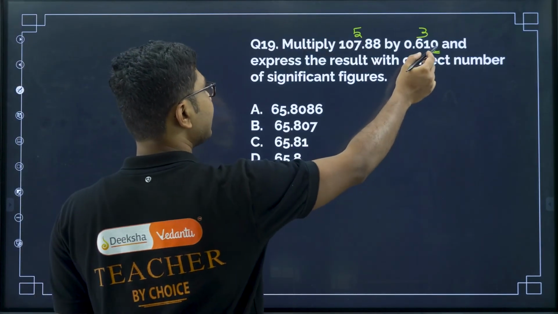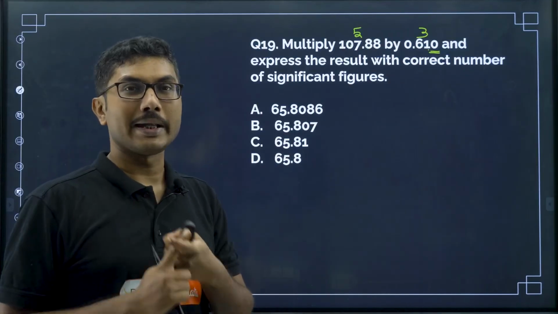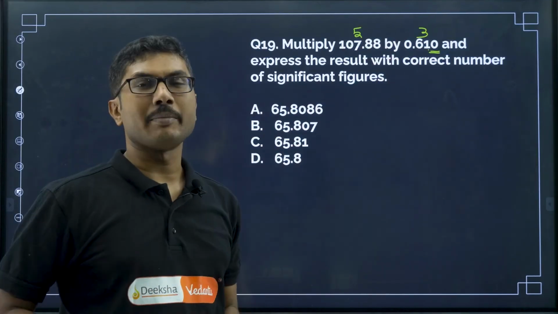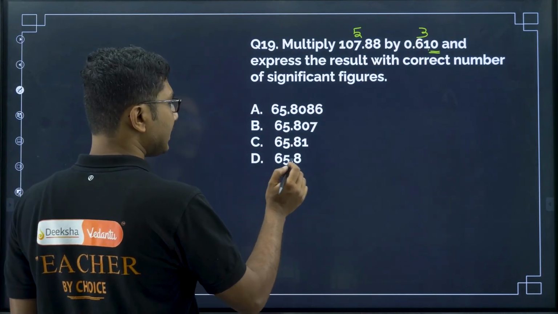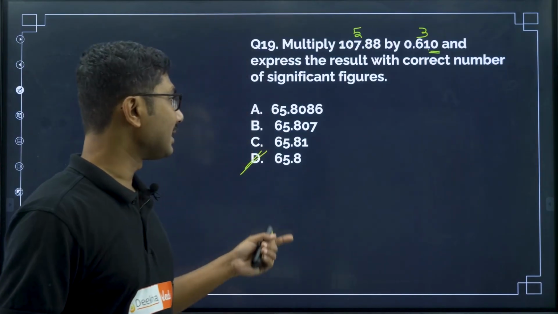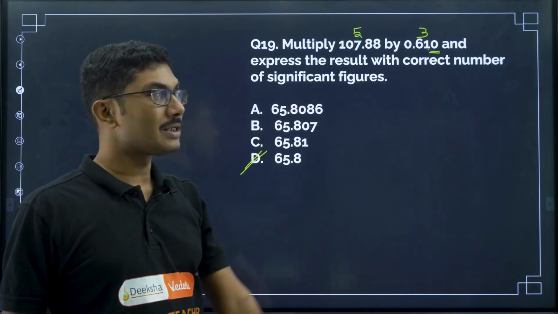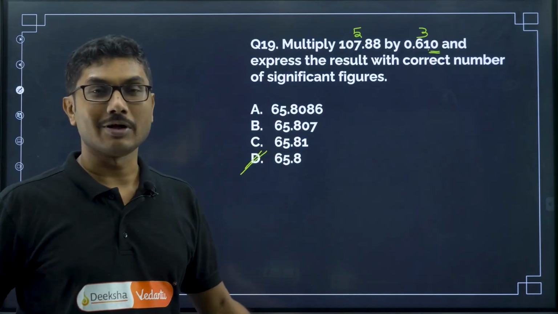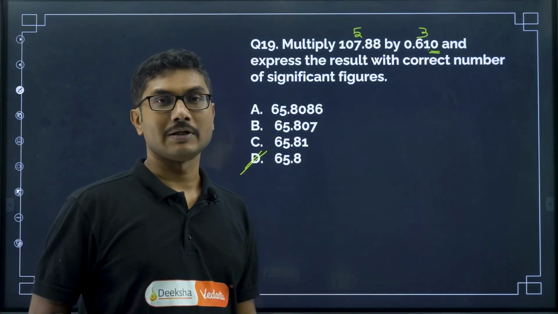So 3 significant digits here, but since you are multiplying these two numbers, the result should contain only the least number of significant digits, that is 3. So your correct answer should be 65.8, that is option D. Be very careful when you are answering such questions. You might be tempted to think there are 3 decimals, so the correct answer should be this. No, it does not depend on the number of decimals, it depends on the least number of significant digits.